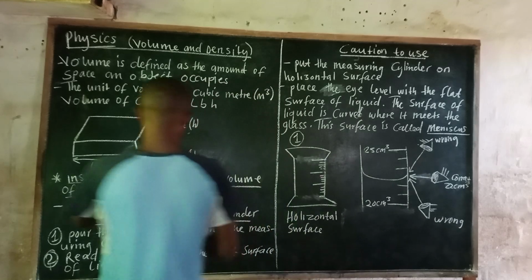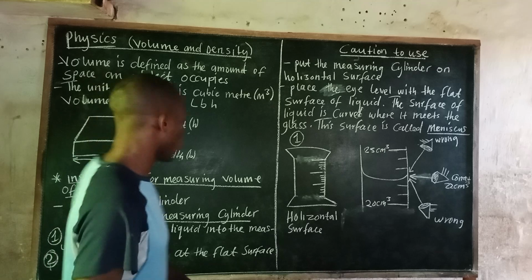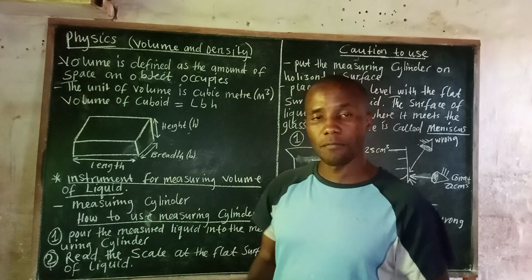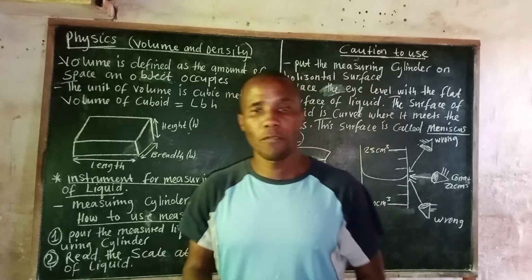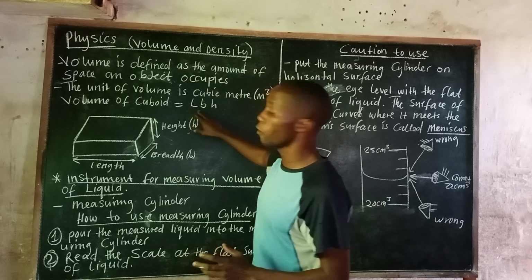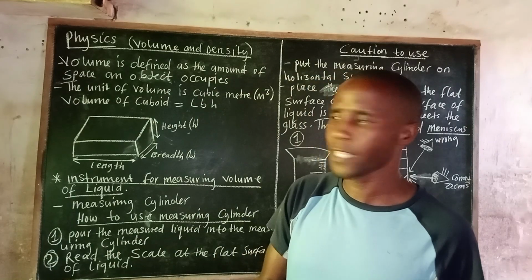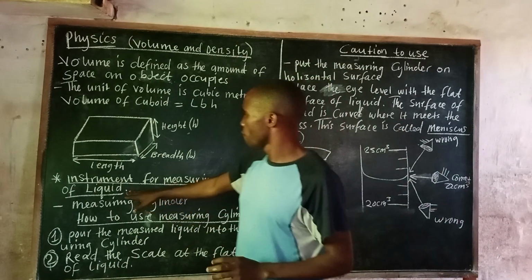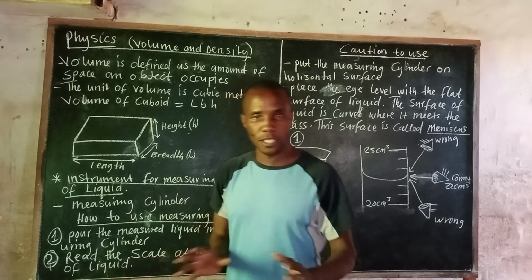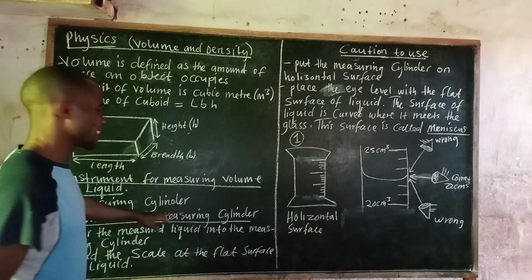Now let us go on to the next step, where we are looking at the instrument for measuring the volume of a liquid. Let us look at how you can find the volume of a liquid. A liquid is not in a definite shape, so you cannot use LBH. There are instruments specifically for the volume of a liquid. You cannot use LBH because liquid is not in a definite shape. One of them is the measuring cylinder.